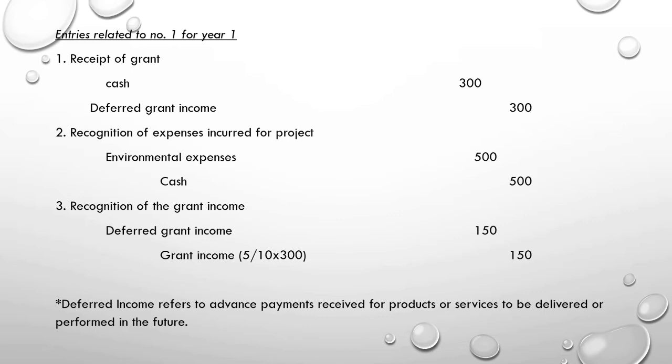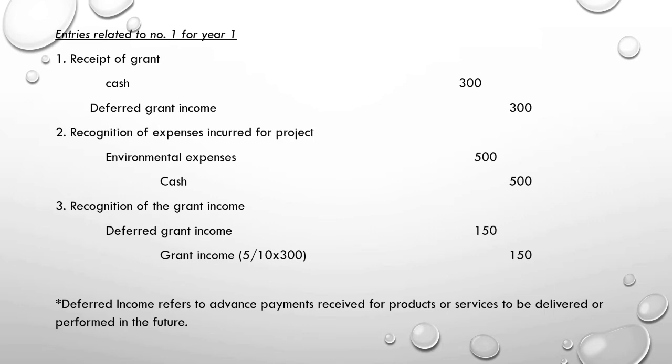Next is the recognition of expense incurred for the project. We debit environmental expense since this is about a safety and environment project, and credit cash for 500, which is the cost incurred for the first year. Next, we recognize the grant income for that year.